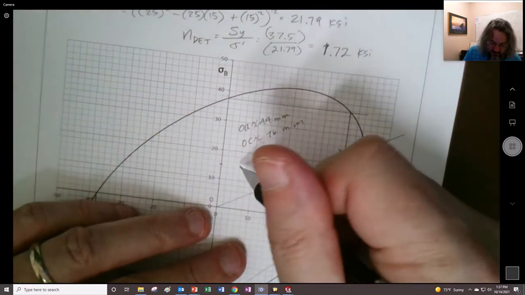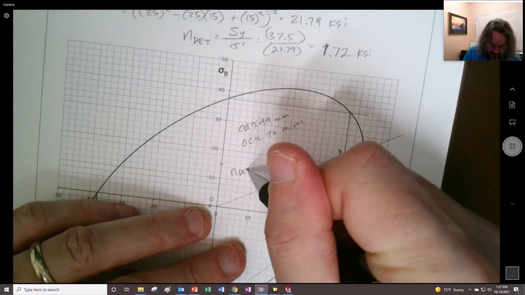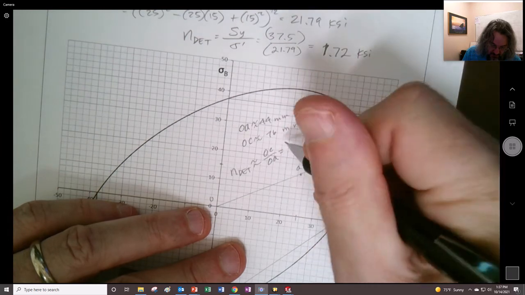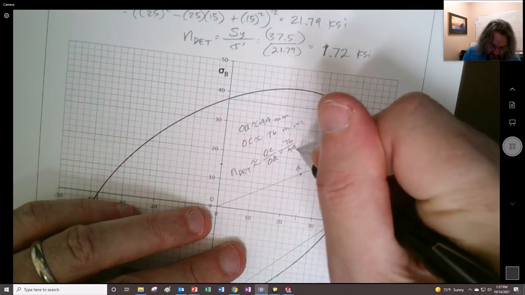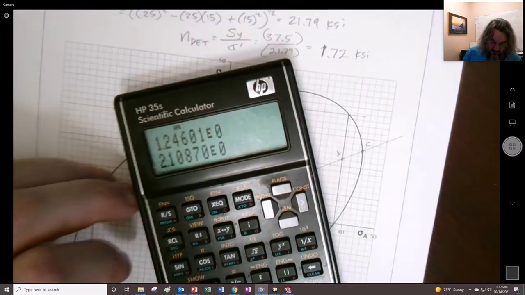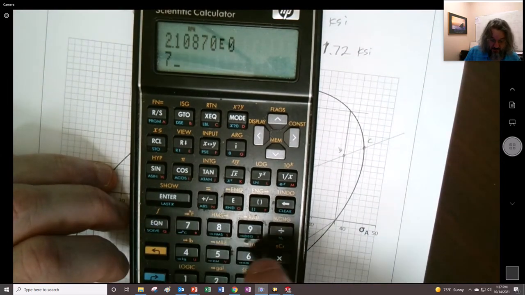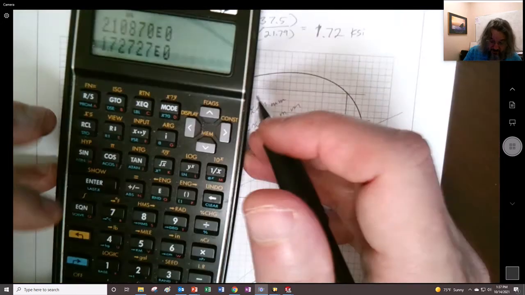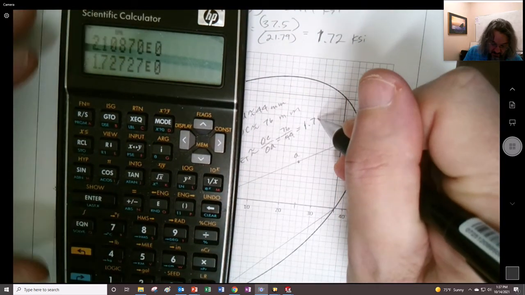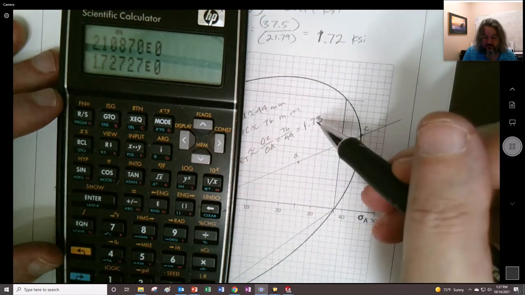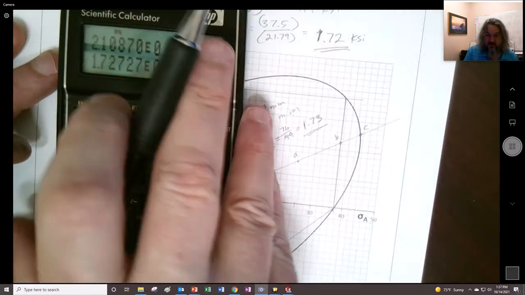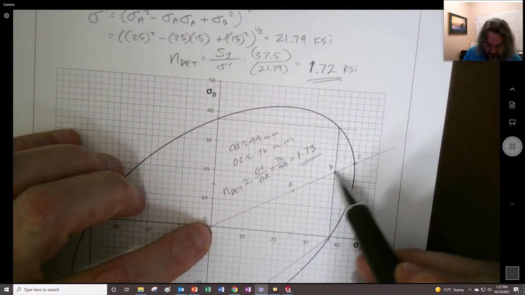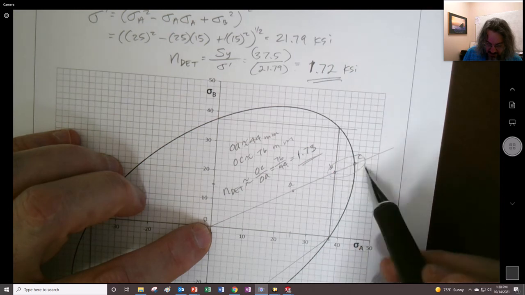So my distortion energy approximation through graphical method is going to be my OC divided by OA, which is 76 divided by 44. That gives 1.73. So you can kind of see where it landed, right? Here's the 1.5 right here. You can see it's really because it's near this big gap.